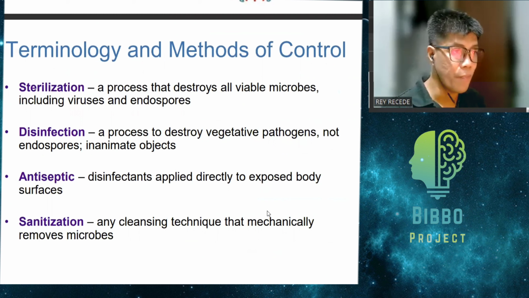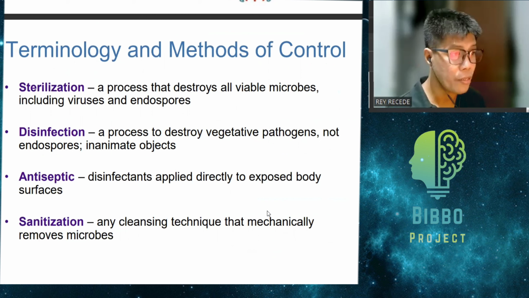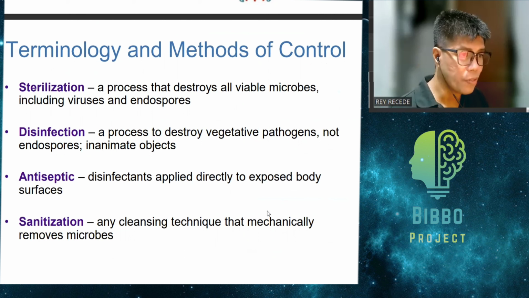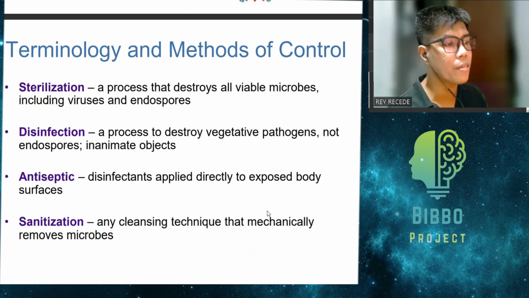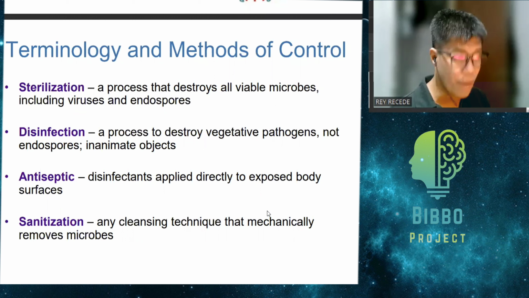Some terminologies and methods of control are very important to understand, and they are the following: sterilization, which is a process that destroys all viable microbes, including viruses and endospores. Disinfection, a process to destroy vegetative pathogens, not endospores, on inanimate objects. Antiseptic, a disinfectant applied directly to exposed body surfaces. And sanitation refers to any cleansing technique that mechanically removes microbes.